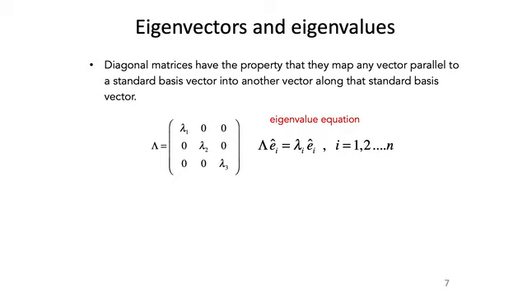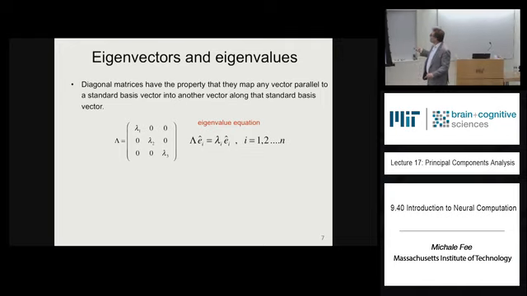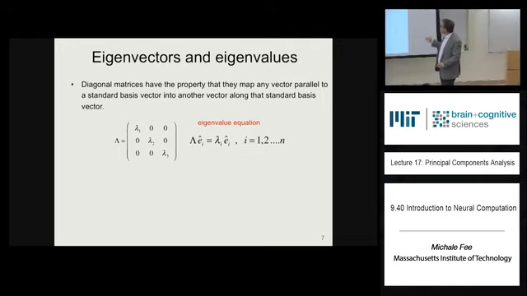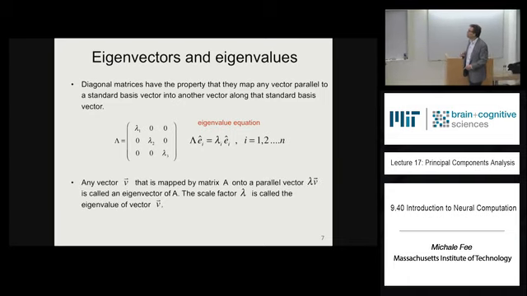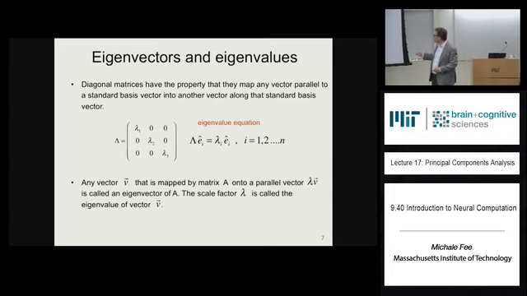That equation is called the eigenvalue equation, and it describes a property of this matrix lambda. Any vector v that's mapped by a matrix A onto a parallel vector lambda v is called an eigenvector of this matrix.